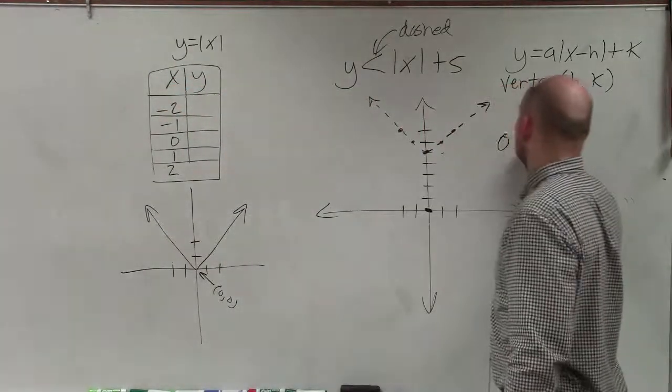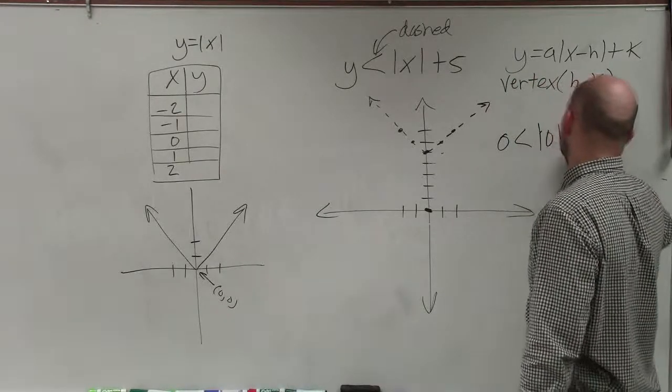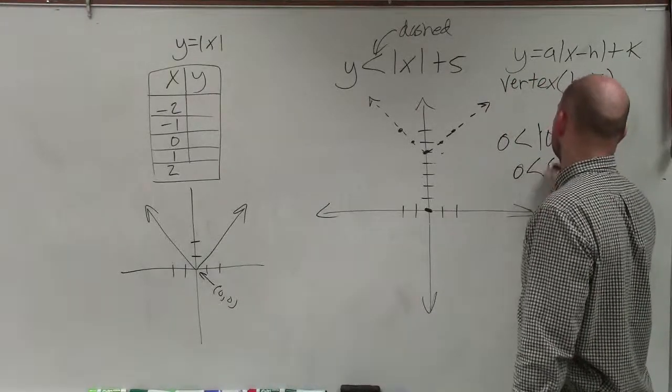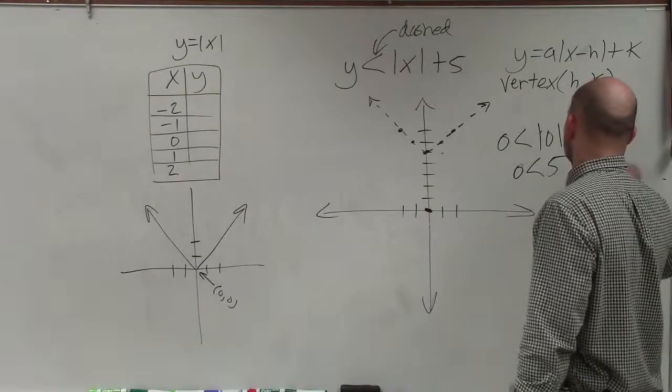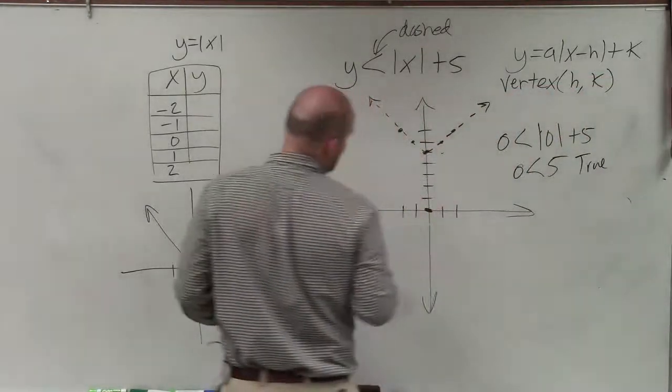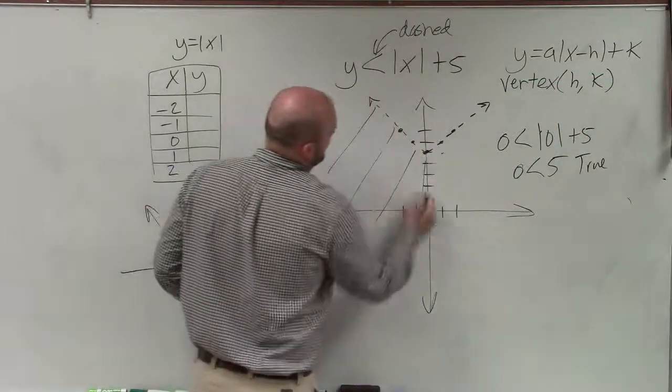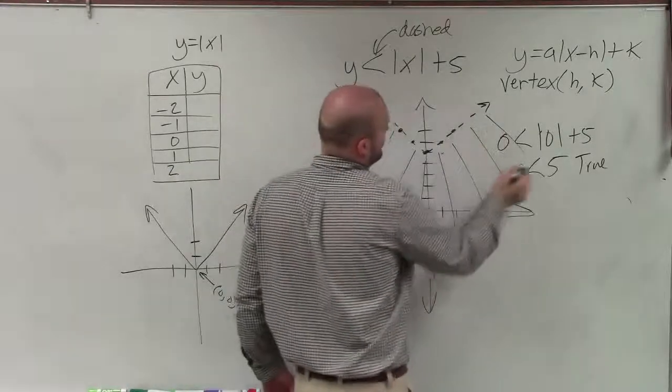So therefore, I have 0 is less than absolute value of 0 plus 5. 0 is less than 5, which is true. So since that's true, that means this point is true. And all the points outside of my equation are going to be true.